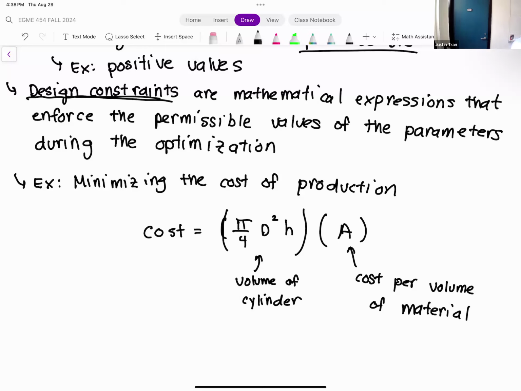So if your boss is saying that cost is the only factor that's going to be important in this design, this is what your function is. This is what you want to optimize. Okay. And let's say that we'll keep it simple. We'll say that the height of the column is fixed. The only variable that we can optimize here is the diameter of the column.